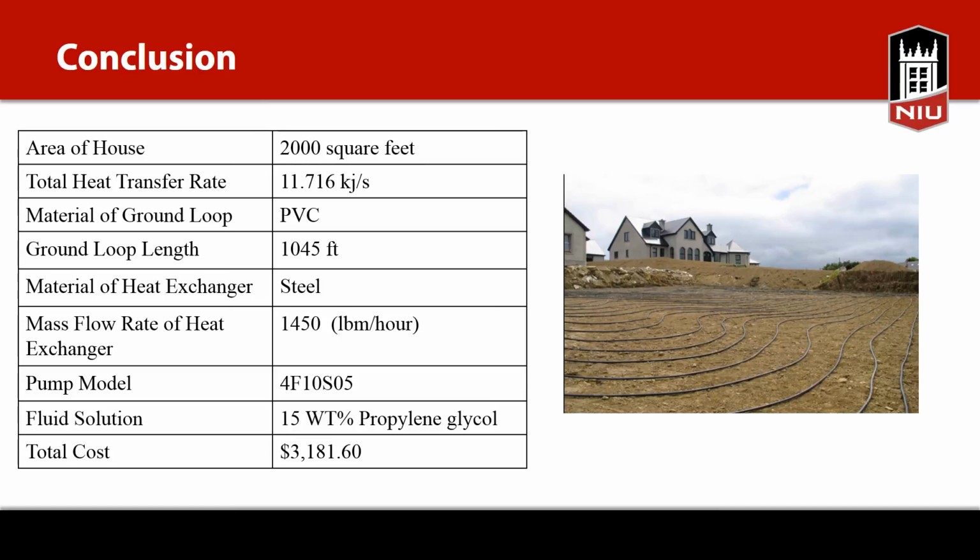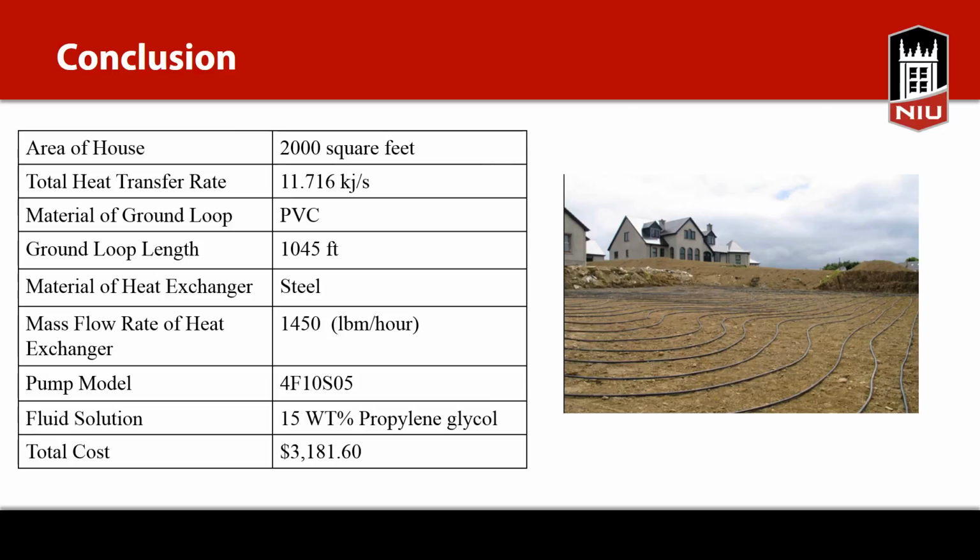In conclusion, our project was to optimize the ground loop of a geothermal cooling system. We accomplished this by utilizing different materials, pump selection, MATLAB, and antifreeze selection. The area of the house was 2,000 square feet. The total heat transfer rate was 11.716 kilojoules per second. The material for the ground loop was PVC. The ground loop length was 1,045 feet.